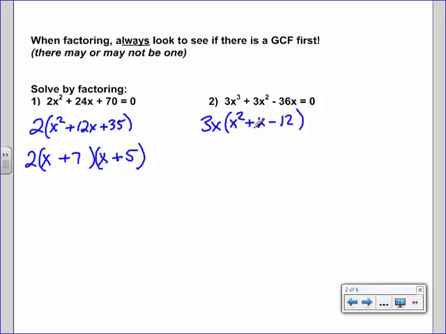We don't write 1x. It's understood that x is the same as 1x. And it has to be one positive and one negative. So I believe 4 and negative 3, when multiplied, give me negative 12, and when added, give me positive 1. And that problem is now factored.